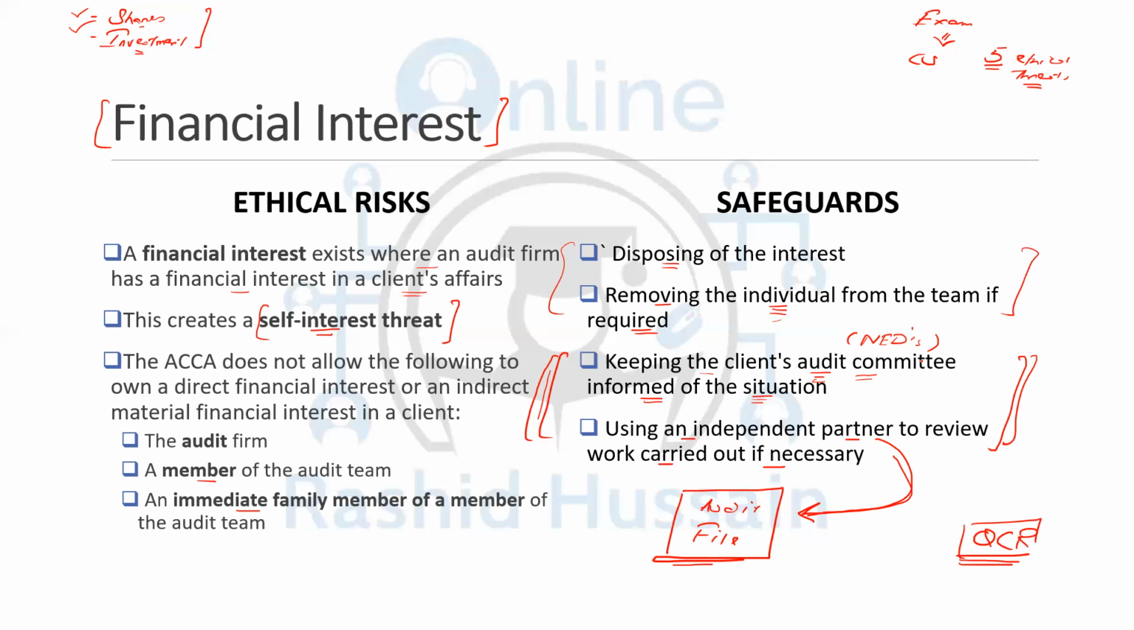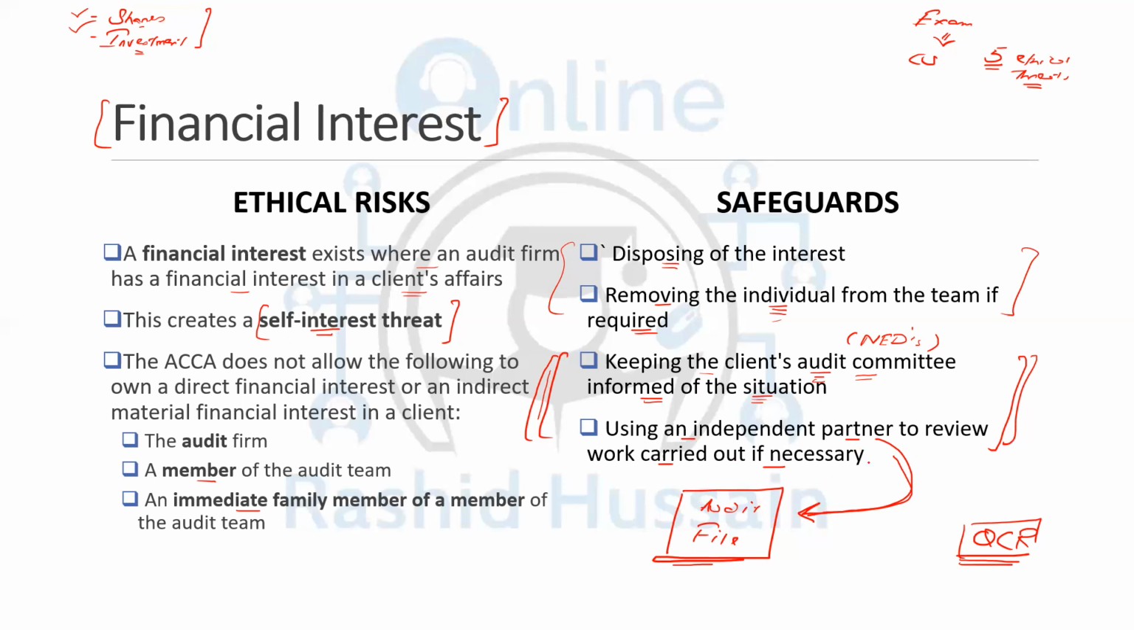So an audit committee is basically a committee which ensures that the audit is conducted in an independent way, both external and internal. Here we are talking about the external audit. If the audit firm has shares in the audit client, and they are not significant shares, a smaller number of shares, it does not threaten independence in fact. So what they can do is bring it to the audit committee's attention that, okay, look, we have the shares, but we'll make sure our independence is not compromised. And then use an independent partner to review the work carried out if necessary.